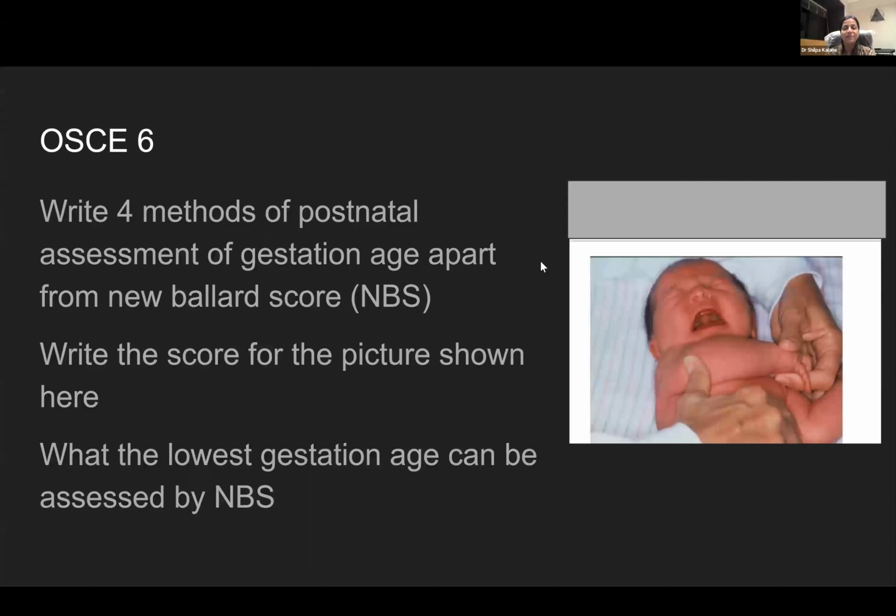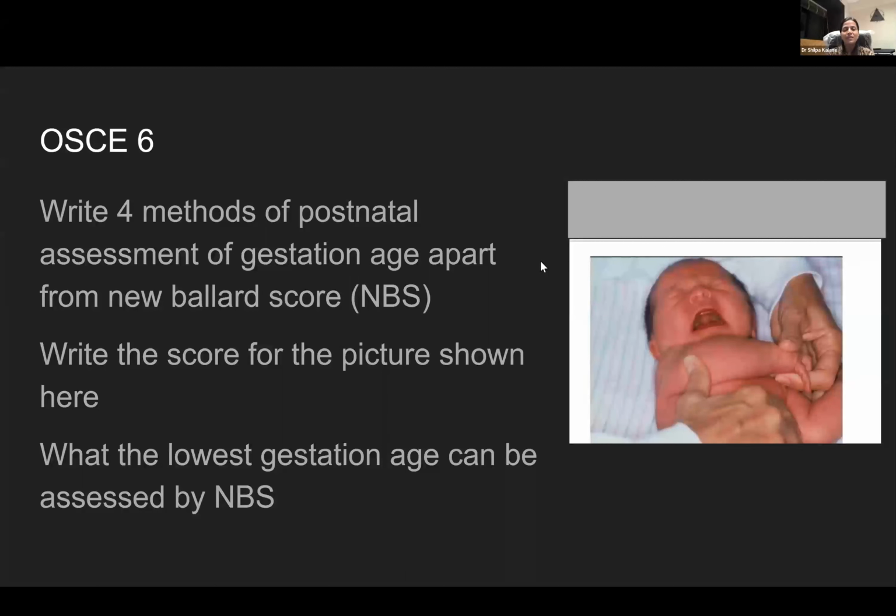Lowest 24. Mayuri is saying 22. Jay is saying 20. Sanika is saying 20. Okay. Let us go to the second question. What should be the score of this baby? What is this sign called? Okay. What should be the score given to this baby? 3. 3. 2. Okay, we'll see that.